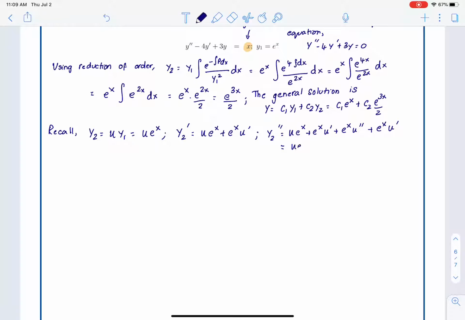And I'm going to combine the terms and write it as 2 e raised x u prime plus e raised x u double prime. Now we plug in y2 prime and y2 double prime in the original DE.